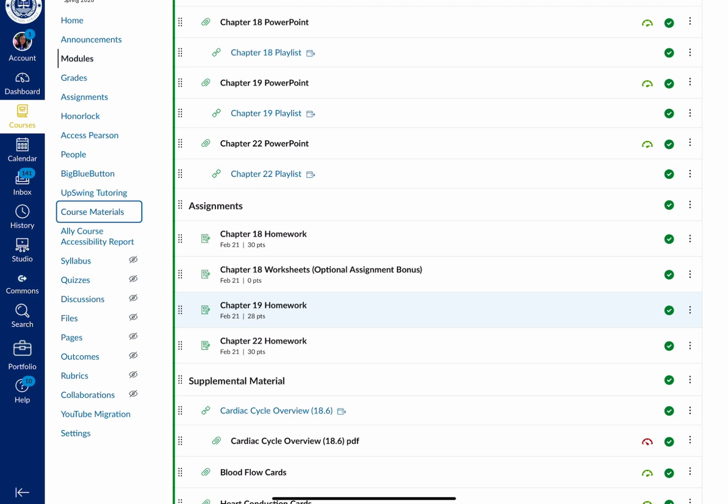So if you plan to do these optional bonus assignment worksheets, then I encourage you to do these before you start working on chapter 18, because then hopefully it'll go smoother for you in chapter 18 and 19.